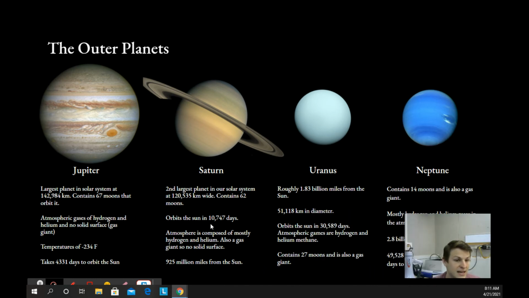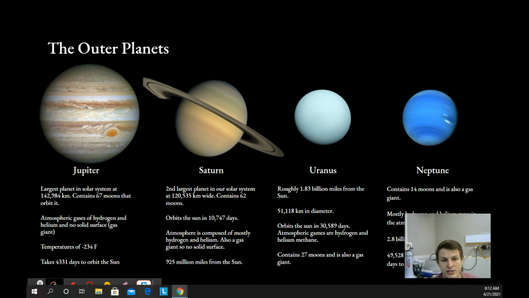You have Saturn. Saturn is the second largest planet. It has this giant ring, right? 7 major rings within that system. Orbits the sun in 10,747 days. Atmosphere is primarily composed of hydrogen and helium, but again, a gas giant, 925 million miles away from the sun.